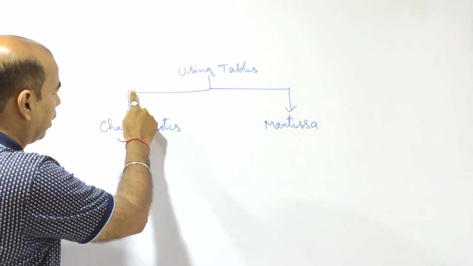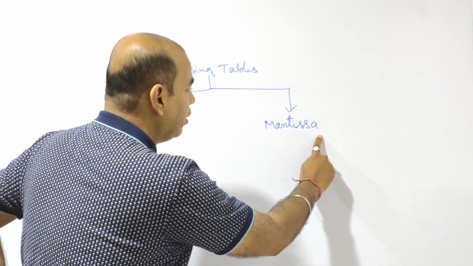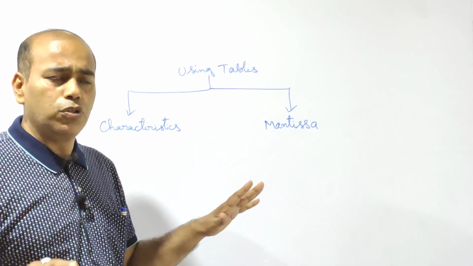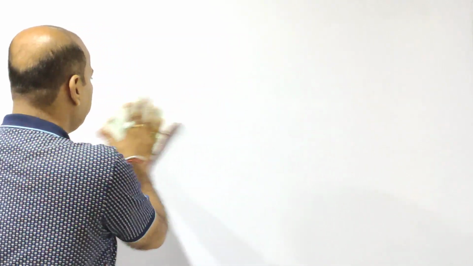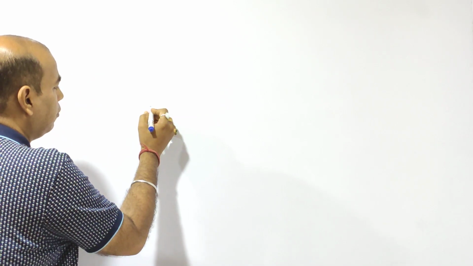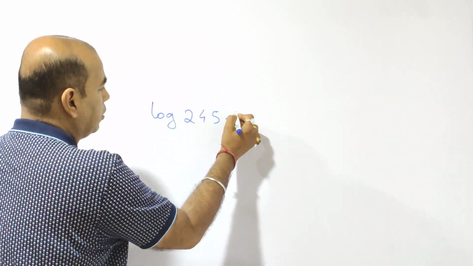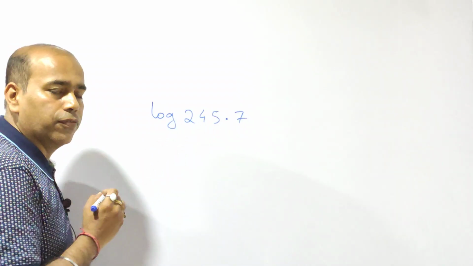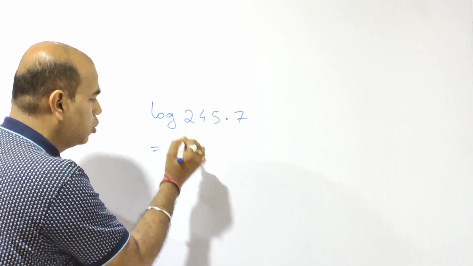Using tables, we have two parts. First is how to find characteristics, and secondly how to find mantissa. Now characteristics and mantissa, I'll just show you how we use to find characteristics from this log tables part. Like, think I have log 245.7. Now before decimal, this is 245. So 3 digits are there before decimal, so characteristic is 2.